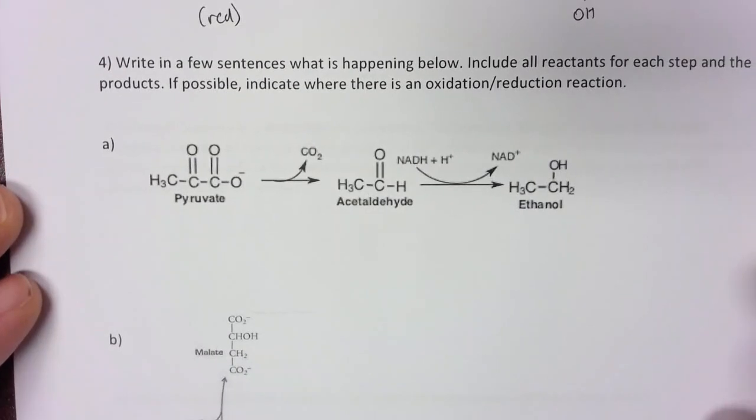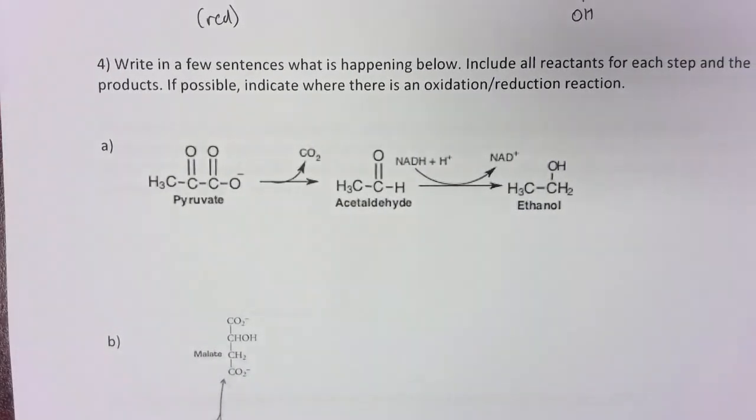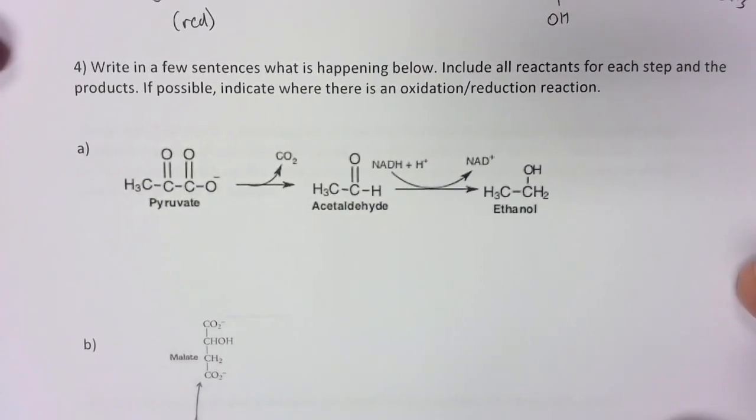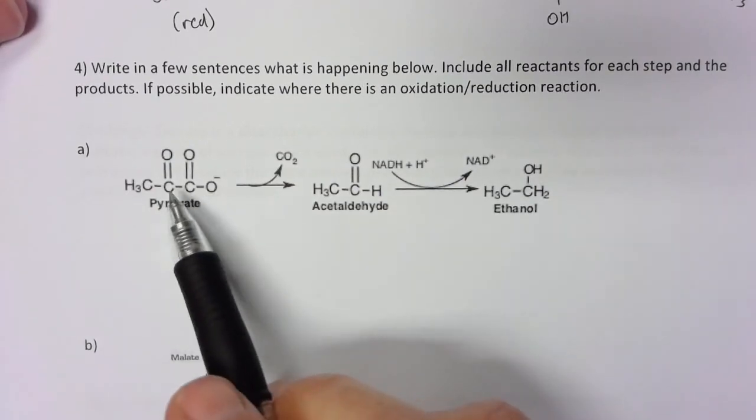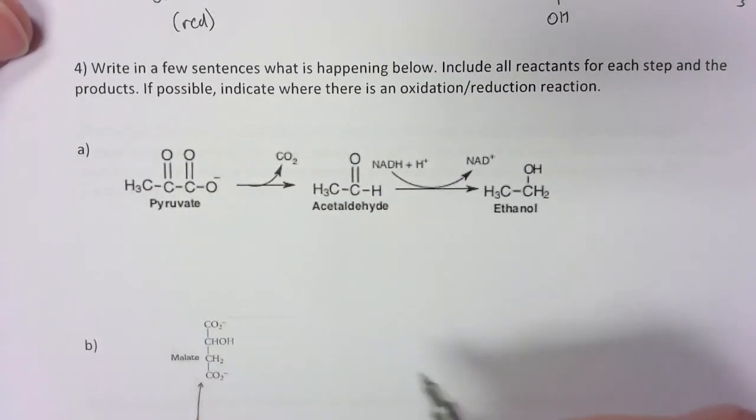Alright, number 4, it says write in a few sentences what is happening below, include all reactants for each step, and products, if possible, indicate where there is oxidation reduction occurring. Okay, so I'm not going to write the sentences out, I'm just going to explain it. But I will write out the reactants and the products.